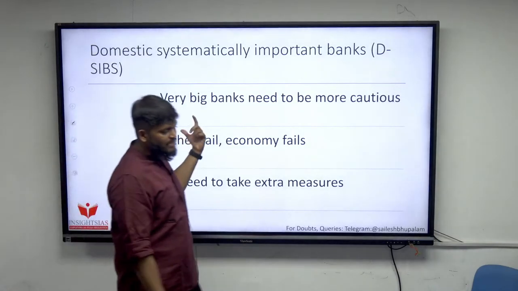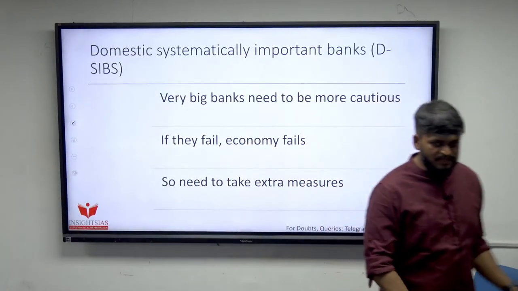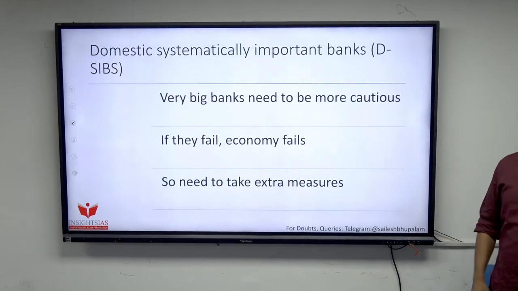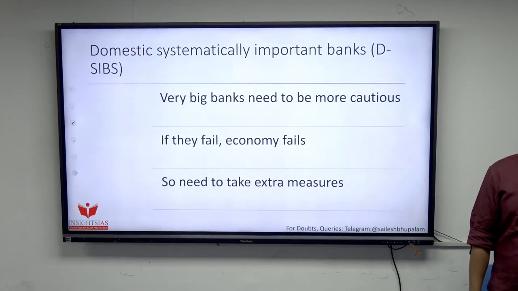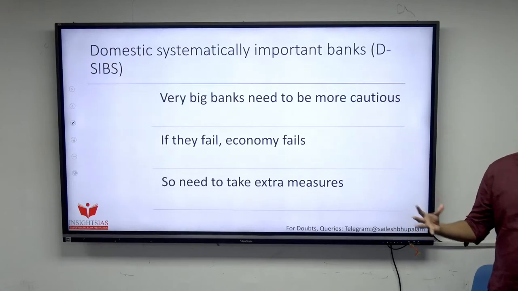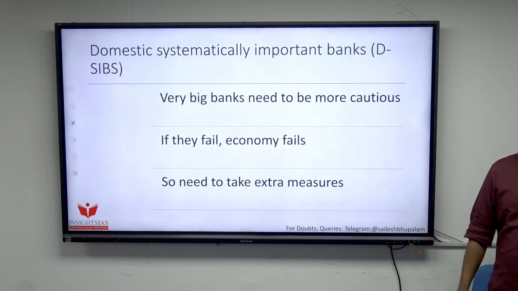Then domestic systematically important banks. This is also suggested by Basel norms, we have implemented it. What does it mean? Systematic means what? If the entire economy is considered as a system, then the banking system is one subsystem, maybe fiscal policy, government is one subsystem, corporate is one subsystem, etc. All these subsystems are working together to make the entire economy work.